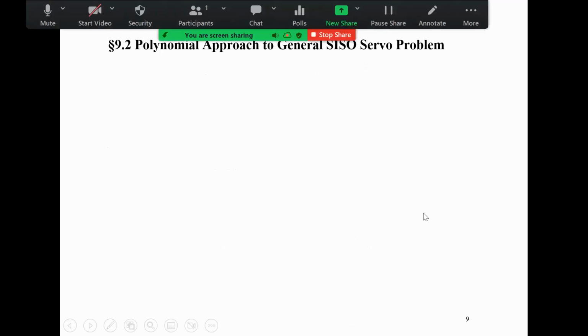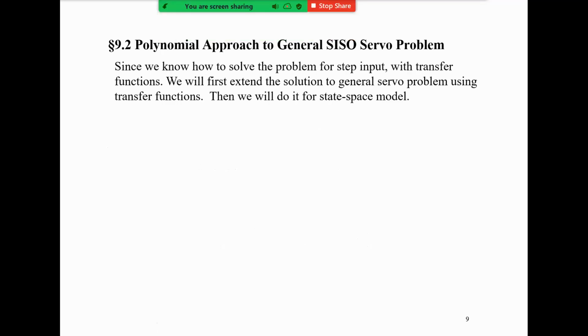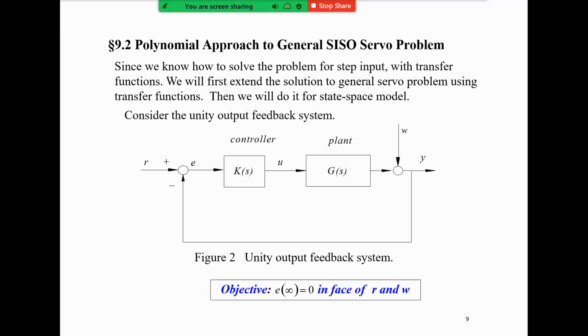We'll first give the solution for the case where there is only one input and one output. The reason is simple: many of you already know how to do it when the reference input is constant. We have an integrator there. So it's very natural to extend that solution to the general case where the desired output may be a time varying signal. After that, we're going to present the solution for the state space model.